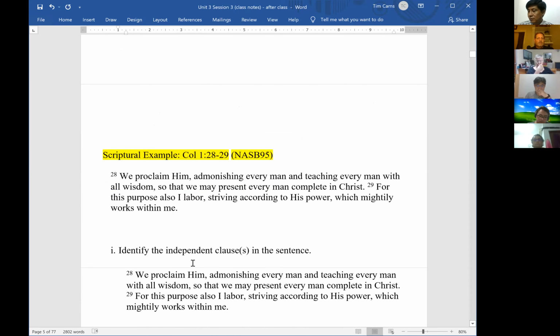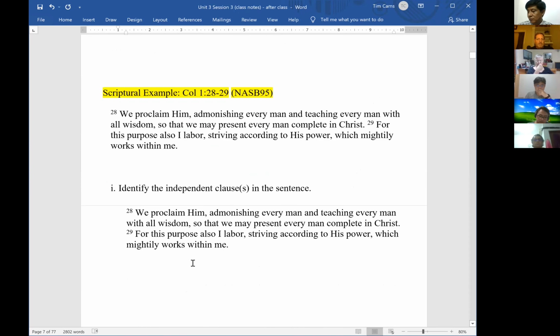So let's start with Colossians here, 1:28 and 29. I'll ask Fue if you could read these 2 verses for us, and then identify the independent clause in the sentence. Good evening, by the way.